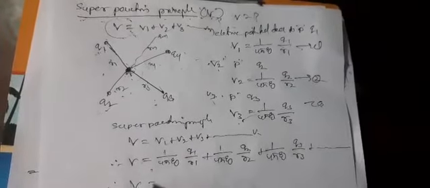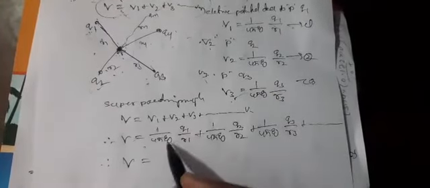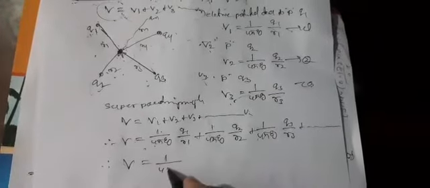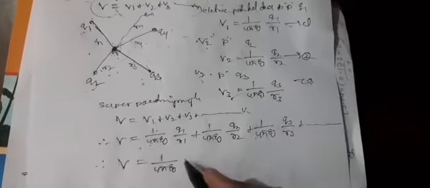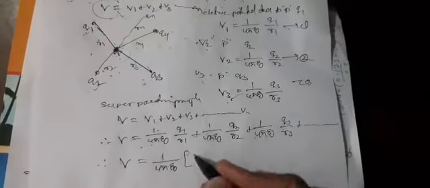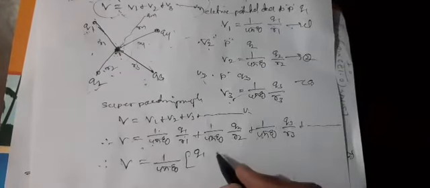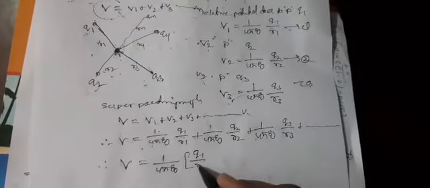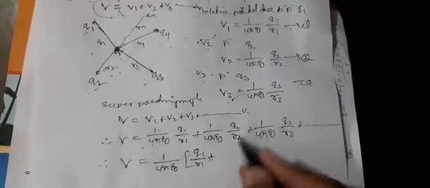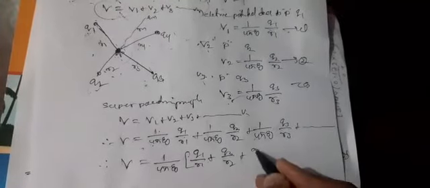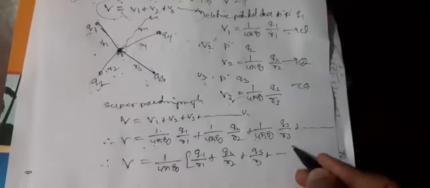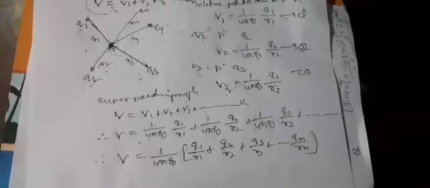Therefore, the total electric potential V is equal to, what is the common factor? 1 by 4 pi epsilon naught is the common factor. Then bracket open, the sum of the charges and the reciprocal of distances: Q1 by R1, plus Q2 by R2, plus Q3 by R3. The nth term is Qn by Rn.